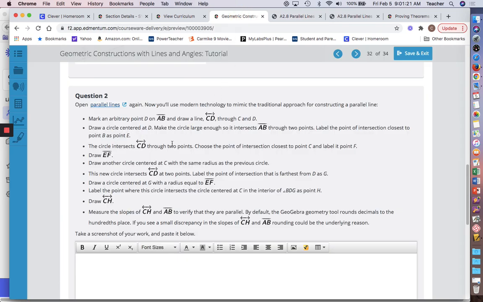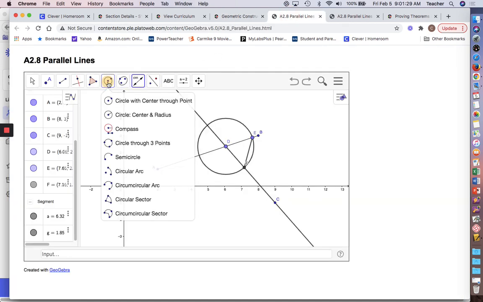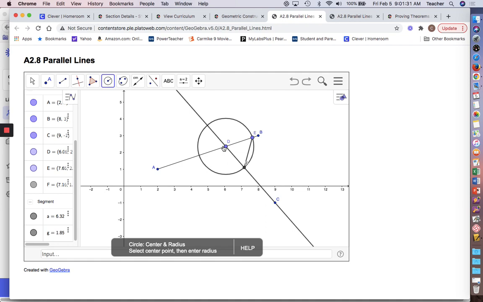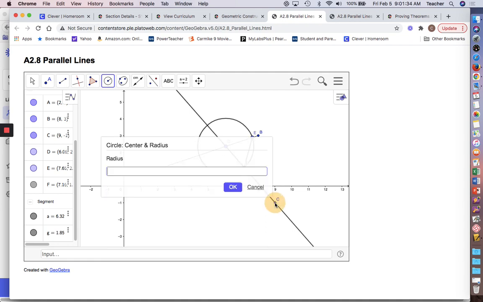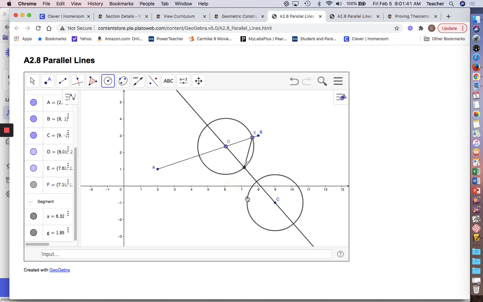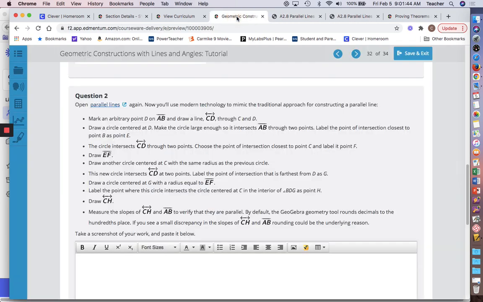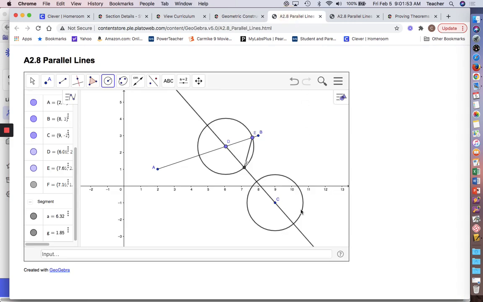1.67. So let me read this again. Draw another circle centered at C. All right, so I'm going to come over here and click on center and radius, C with a radius of 1.67. Click OK. I have a feeling they should have intersected. The new circle intersects CD, or line CD, at 2 points. Yes, it does. Intersects a point up top and a point at the bottom.